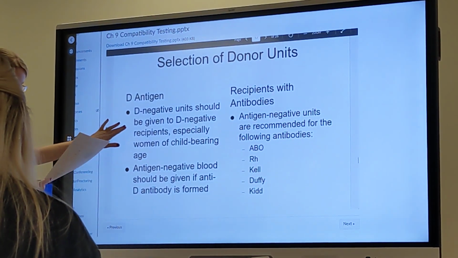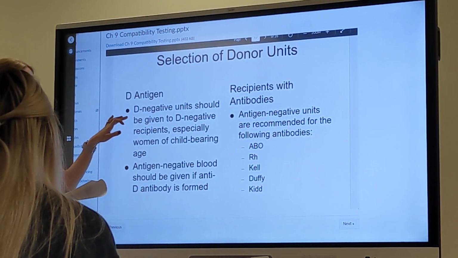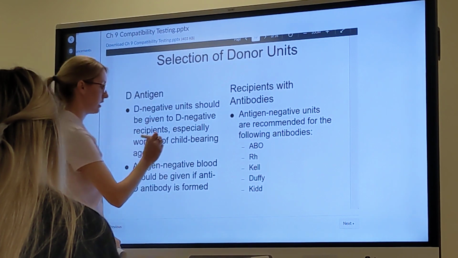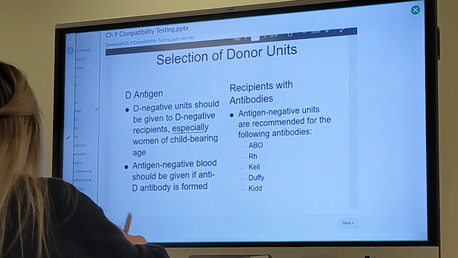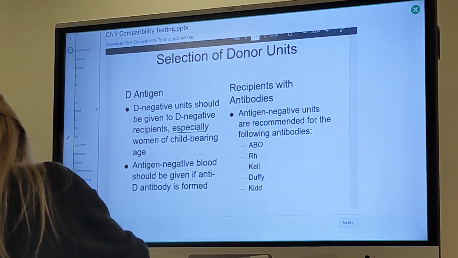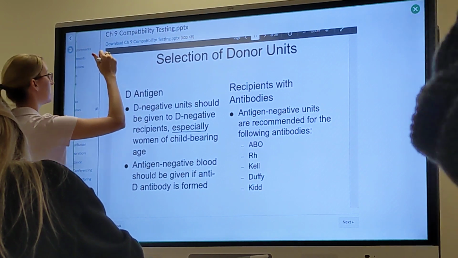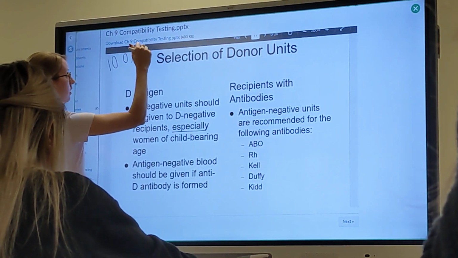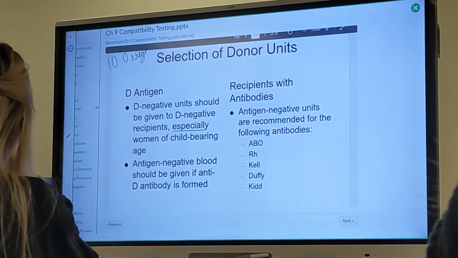So, selection of donor units. For the D antigen, D negative units should be given to D negative people, especially children and women of childbearing age. Where I worked, we had a 200 bed hospital, and we kept 10 O negs on the shelf, at least. Sometimes we had a hard time keeping that many.